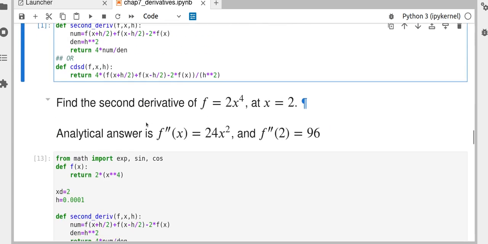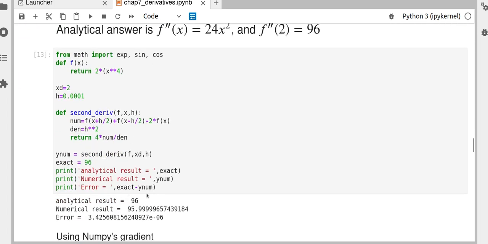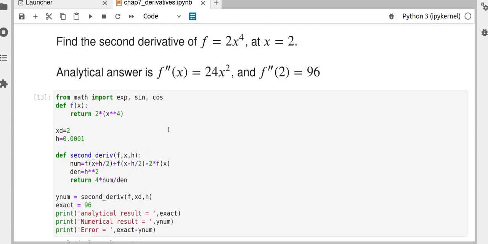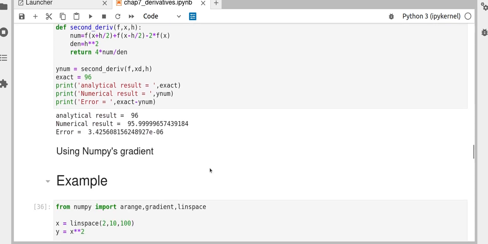If you implement the second derivative using the central difference approximation and apply it to this problem, the analytical result is 96 and your numerical result is 95.99965. So the error is 3.4 times 10 to the power minus 6. That's about the first derivative and second derivative. In the exam, I can give you the formula for the third derivative, and I'll ask you to find the third derivative of a function. It's very, very easy to do. Just look at the function, implement it in Python, then apply it to the function you are asked to find the derivative of. It's as simple as that.